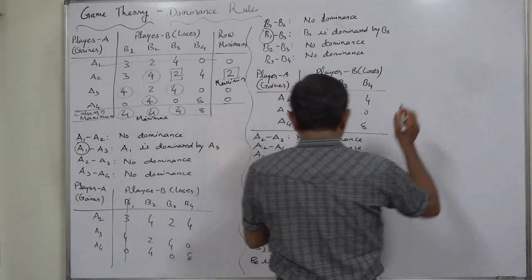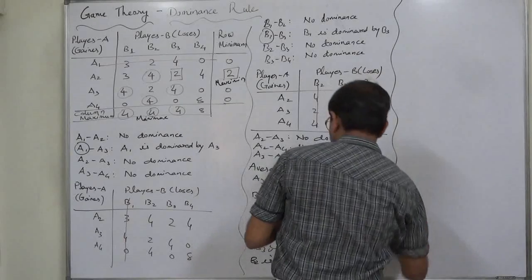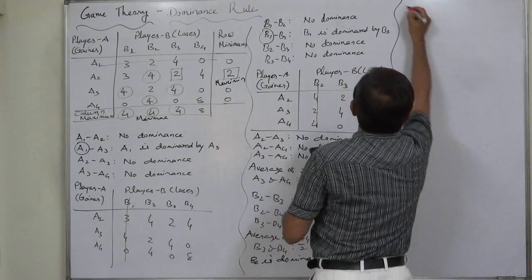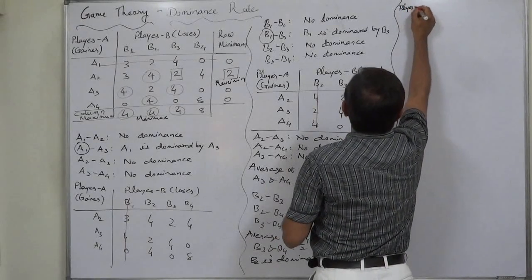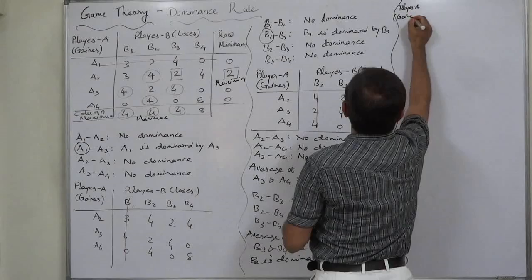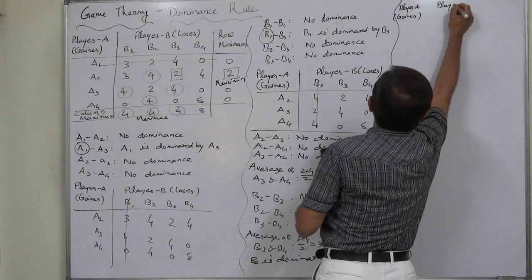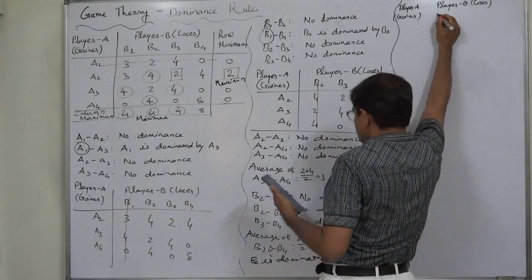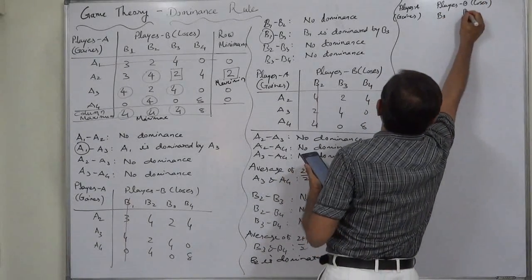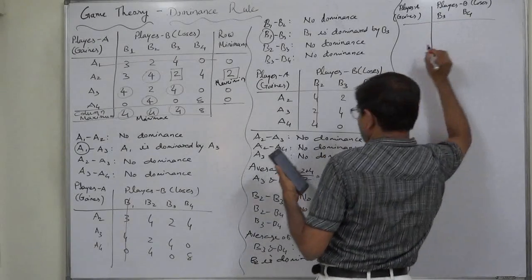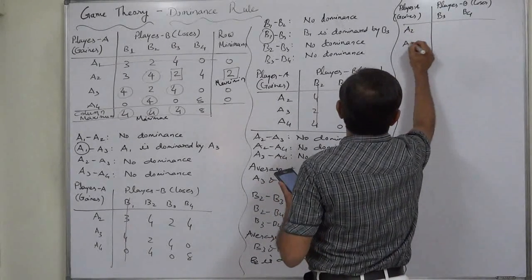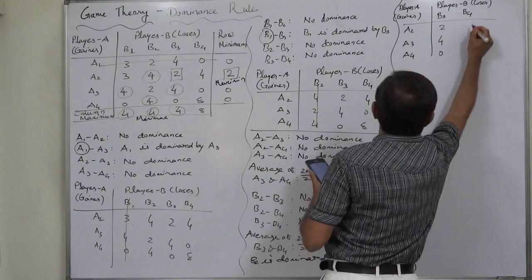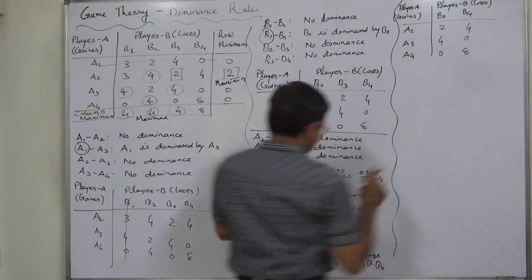So let's write the new game. Player A, gainer. Player B, loser. We have B3 and B4, A2, A3, A4, and the entries will be 2, 4, 0, 4, 0, 8.